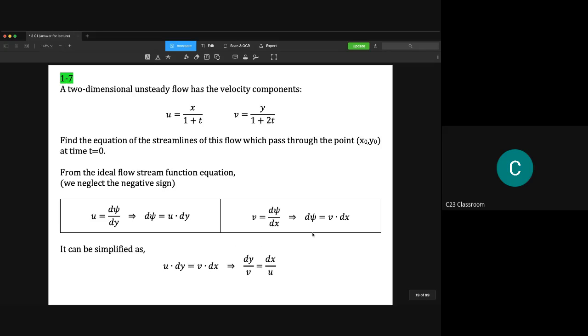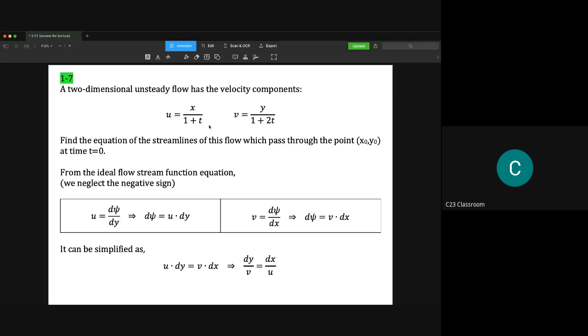Now we move to question 1.7. Let's say we have a two-dimensional unsteady flow that has velocity components as stated here: u equals x over 1 plus t, and v equals y over 1 plus 2t. The question is, find the equation of the streamline of this flow which passes through the point x0, 1, 0 at time t equal to 0.